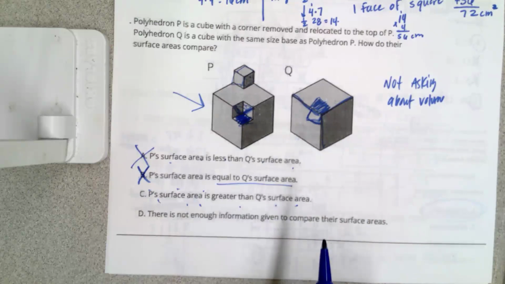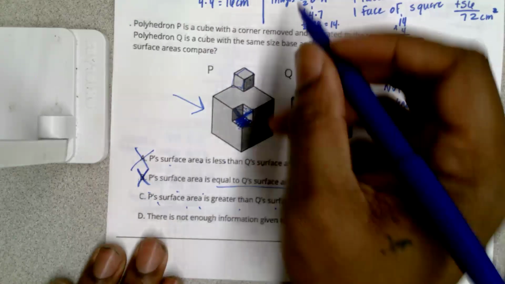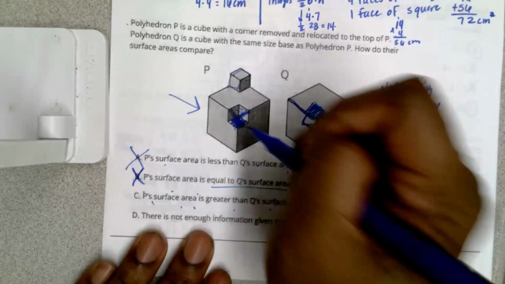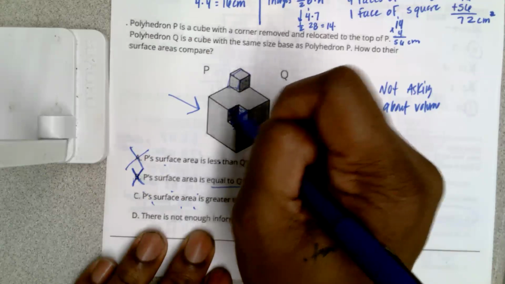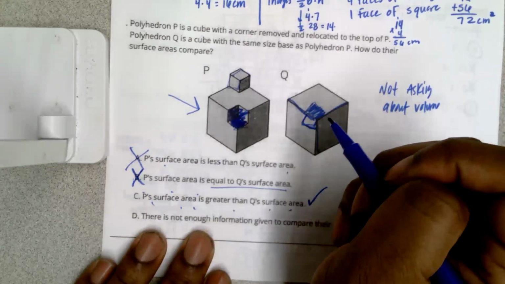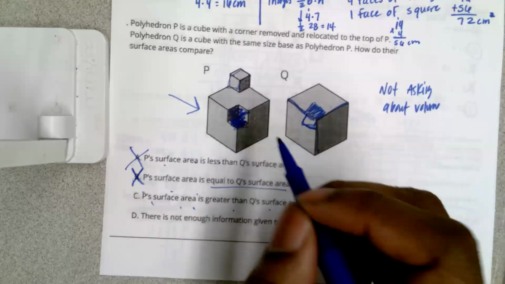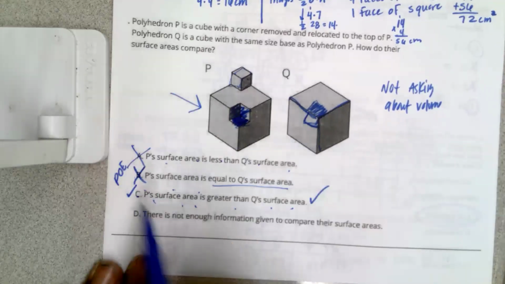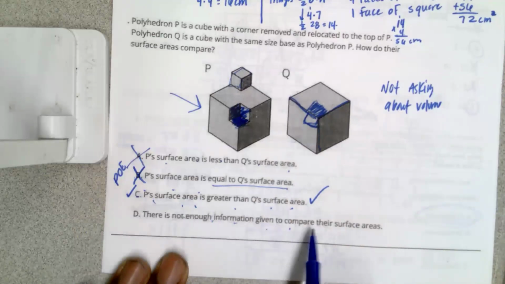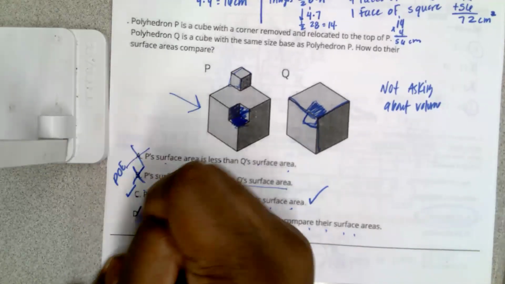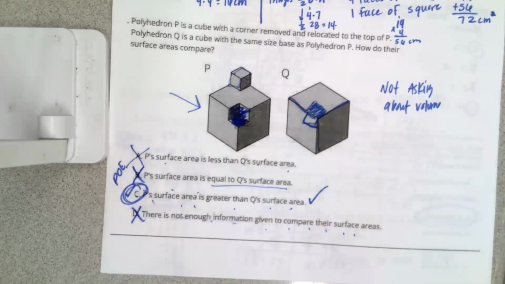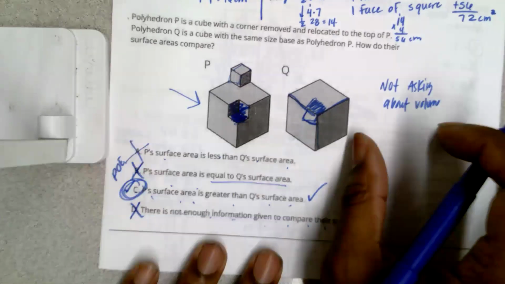P's surface area is greater than Q's surface area. I mean, I would feel that it is greater because this is a whole other cube on top of it. Remember, this surface right here is a part, literally could be this filled in. You get what I'm saying? Because it's not talking about volume. So I would say, using process of elimination, that makes sense. There is not enough information given to compare the surface area. I think that there is enough information, which is why C is correct. Using logic. I hope you wrote down some information about my logic. Maybe that can really help you.